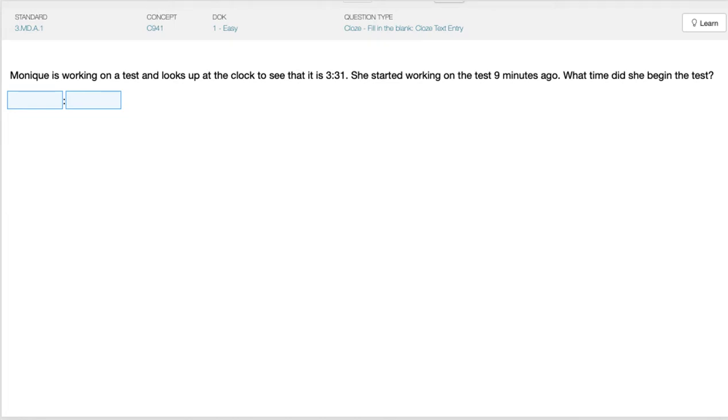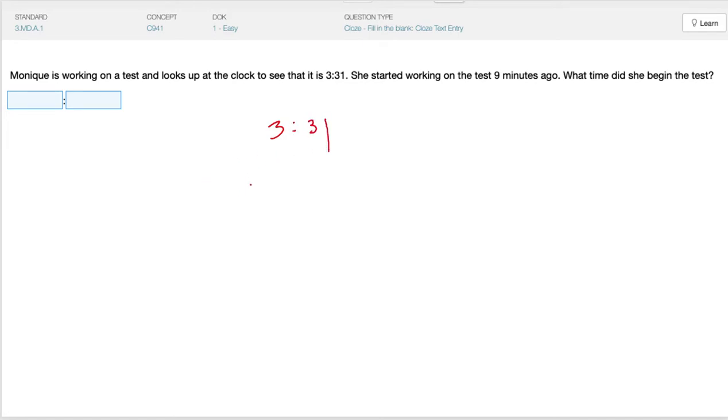Monique is working on a test and looks up at the clock to see that it is 3:31. She started working on the test 9 minutes ago. What time did she begin the test? So if she started at 3:31, we're going to subtract 9 minutes.